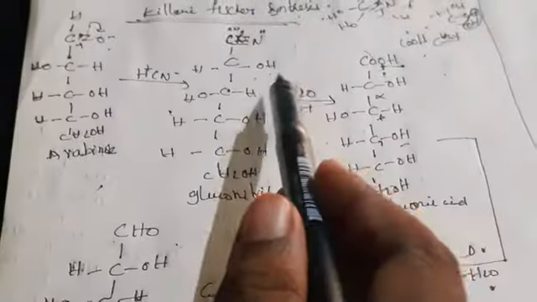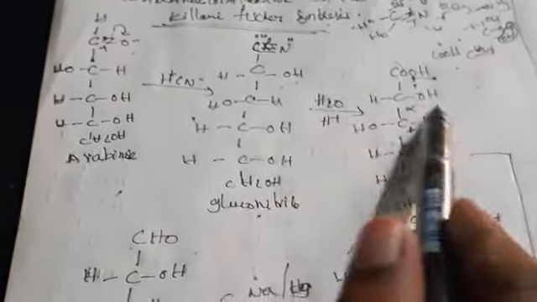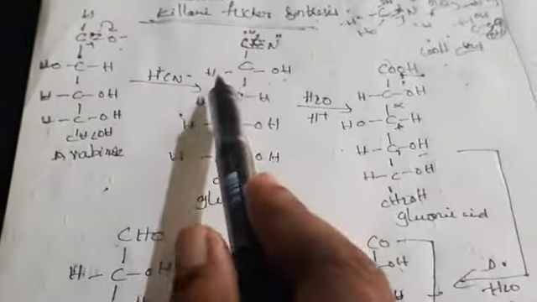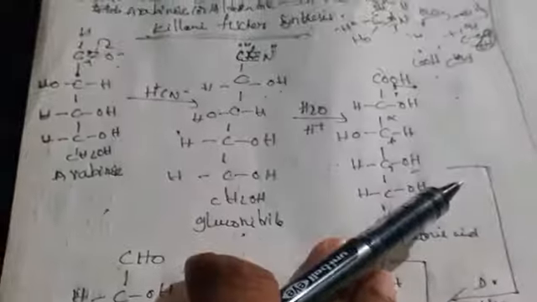So this can form two types of compound. If OH is on the right side, we say glucose. If OH is on the left side, we call it mannose. Mannose can also form. The process is the same, but the OH at the second position will be on the left side, and that gives mannose. So this is for glucose.